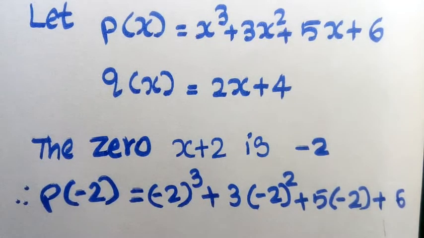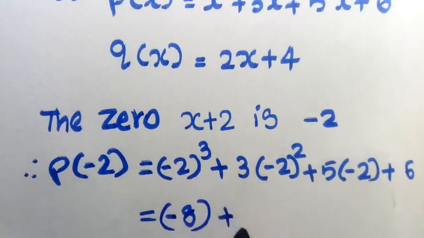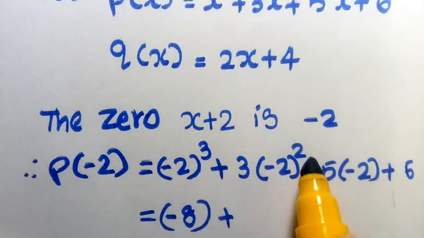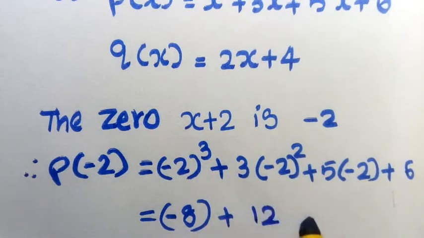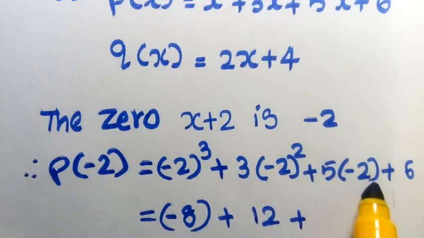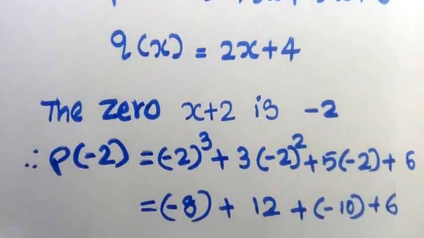Next we need to solve it. Minus 2 cube, minus 2 into minus 2 into minus 2. So minus 2 cube is minus 8. Plus 3 into minus 2 square. Minus 2 square is 4. 3 into 4 is 12. Plus 5 into minus 2, minus 10 plus 6.